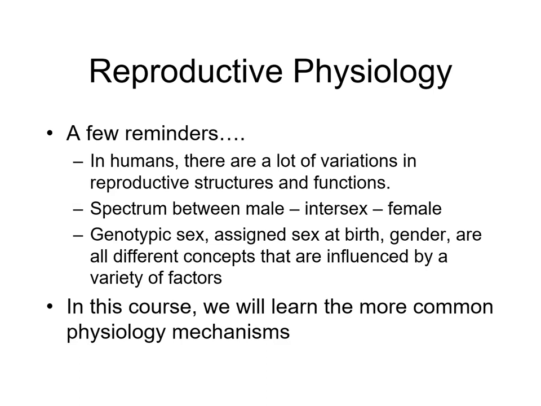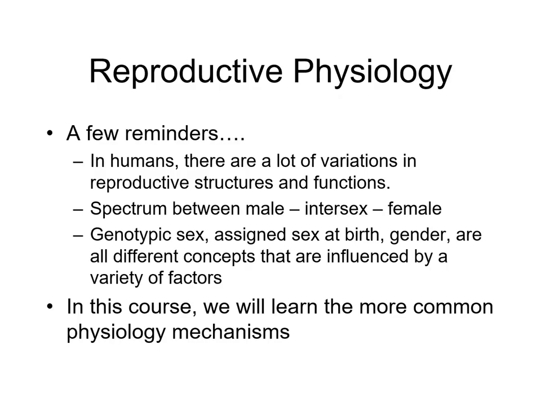As we begin the section on reproductive physiology, I'd like to spend a moment on a few reminders. As humans, we have a lot of normal variation in a lot of our body systems. There are variations in the cardiovascular system, immune system, and many others. And as such, of course, there are going to be variations in the reproductive system. This can be both in terms of reproductive structures, in terms of the anatomy, as well as the functions in terms of physiology. There really is a wide spectrum between what we think of as male, intersex, and female.